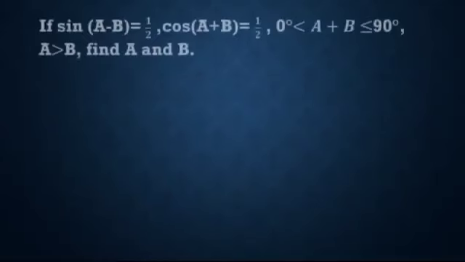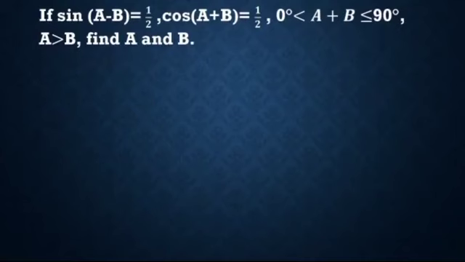If sin(A minus B) equals 1 by 2, cos(A plus B) equals 1 by 2, 0 degrees is less than A plus B is less than or equal to 90 degrees, then A is greater than B. Find A and B. Solution.